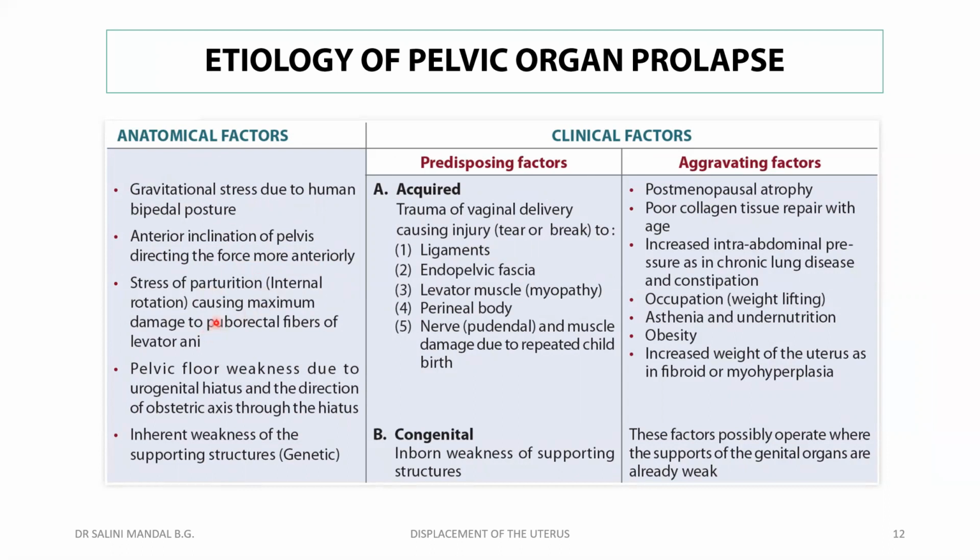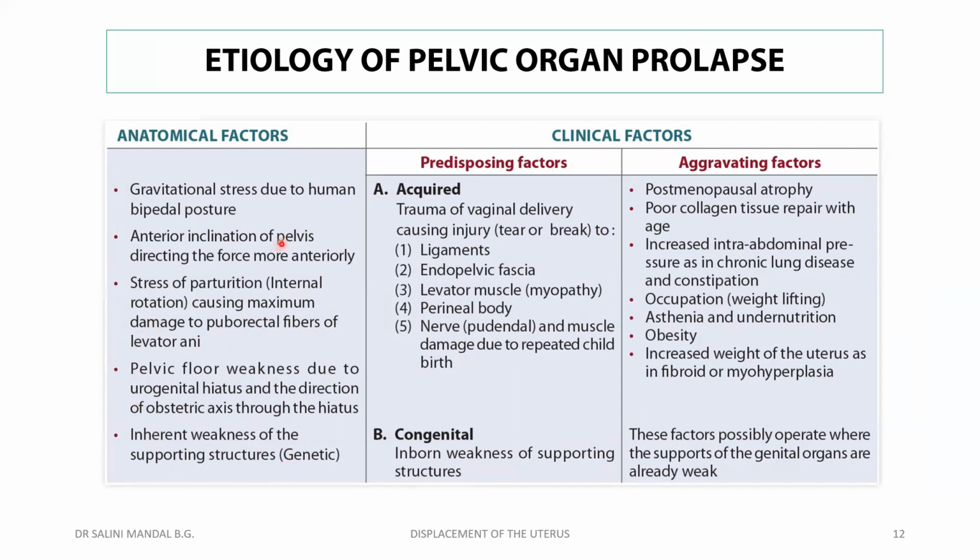Next one, stress of parturition or internal rotation. During internal rotation, there is a lot of stress taking place on the muscles, causing maximum damage to the puborectal fibers of levator ani. Next one, the pelvic floor weakness due to urogenital hiatus and the direction of the obstetric axis through the hiatus. Next one is the inherent weakness of the supporting structures, that is basically the genetic cause.